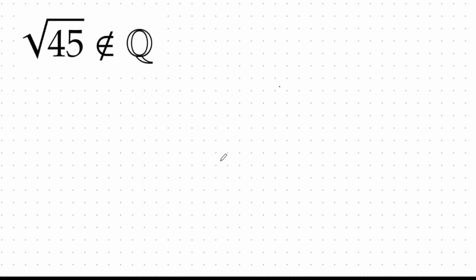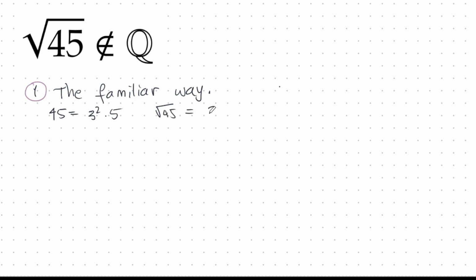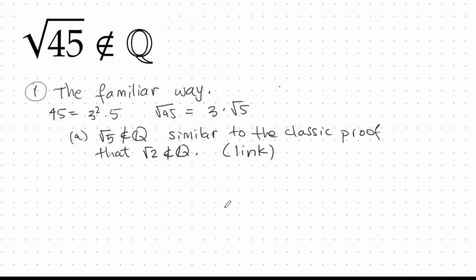How can we prove that root 45 is irrational? Well, we can try the familiar way, the way you're expecting. 45 is 3 squared times 5, and root 45 is 3 times root 5. And so, we prove that root 5 is irrational, and this is very similar to proving that root 2 is irrational. I will leave a link in the description box to a video that shows you the classic proof. It's easily adapted to root 5, but we need one more thing.